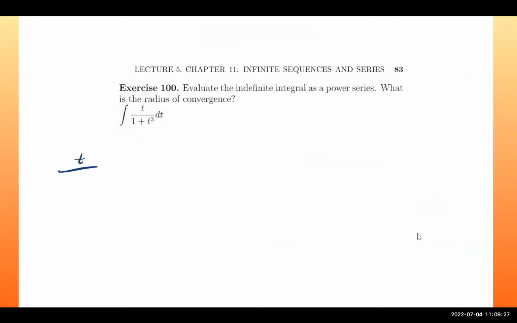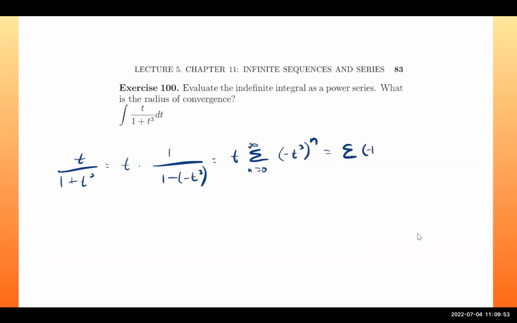And we can rewrite that as t over 1 plus t cubed, which is equal to t times 1 over 1 minus negative t cubed. And that means that the power series is going to look like this. All right, and we can add 1. Well, let's separate the negative 1 first. All right, and then the t to the 3n plus 1. So that's going to be t to the 3n plus 1.